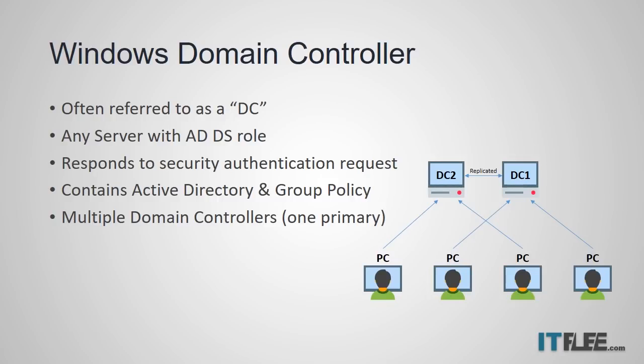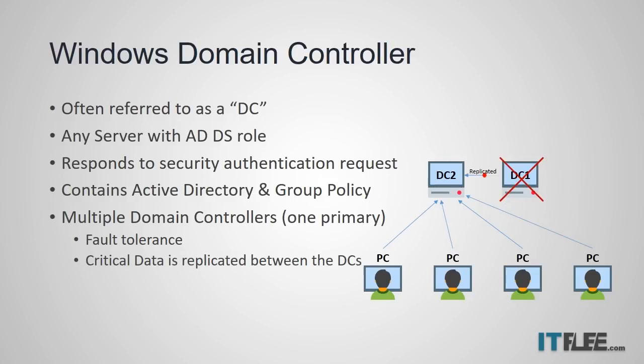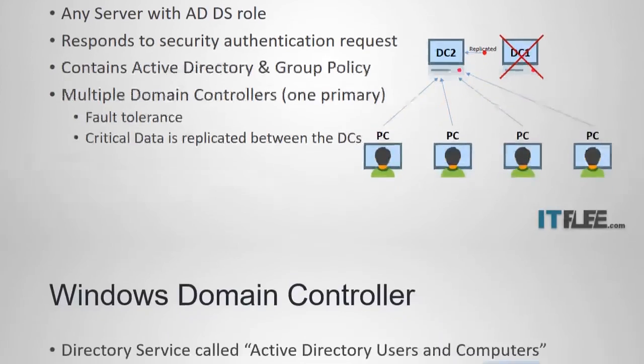controller. You can have several domain controllers within a domain, but there is only one primary or main domain controller. The primary reason for having more than one DC is fault tolerance. The critical information, like user and account information, is replicated between the DCs, so if one goes down, the client computers will switch to the other DC that is still functioning.